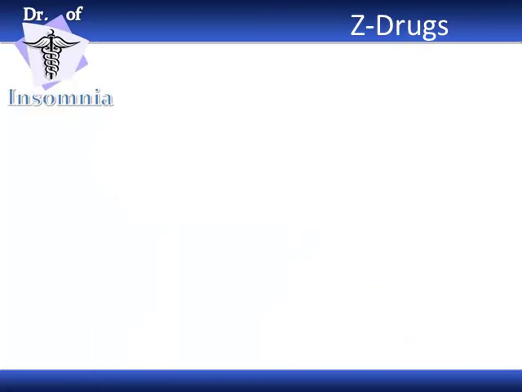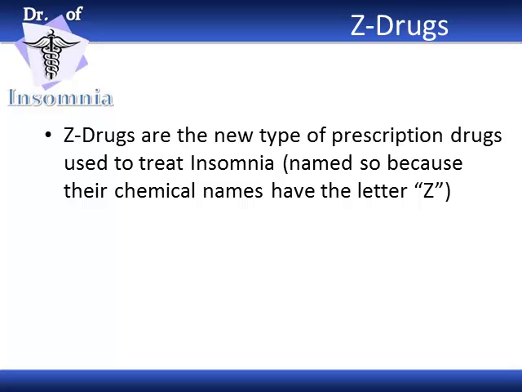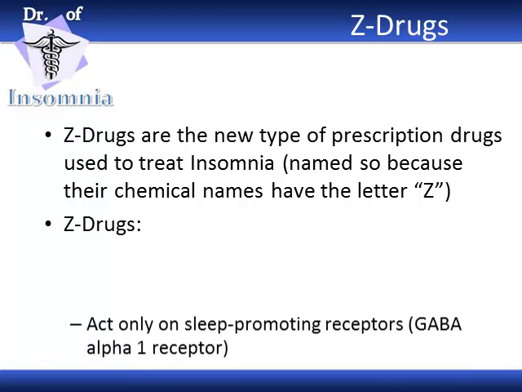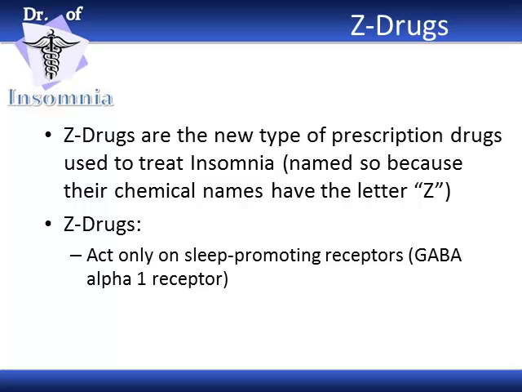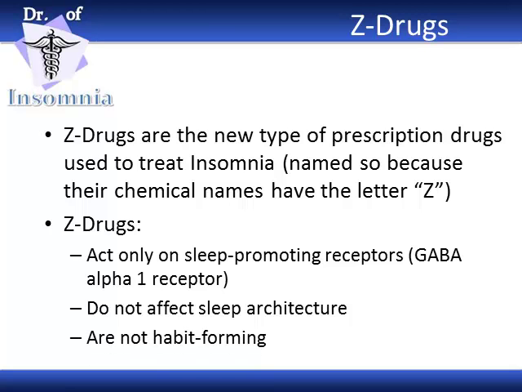Let's look now at Z-drugs. Z-drugs are the new type of prescription drugs used to treat insomnia, named so because their chemical names have the letter Z. Z-drugs act only on the sleep-promoting receptors, the alpha-1 component of the GABA receptor. They do not affect sleep architecture, and they are not habit-forming.